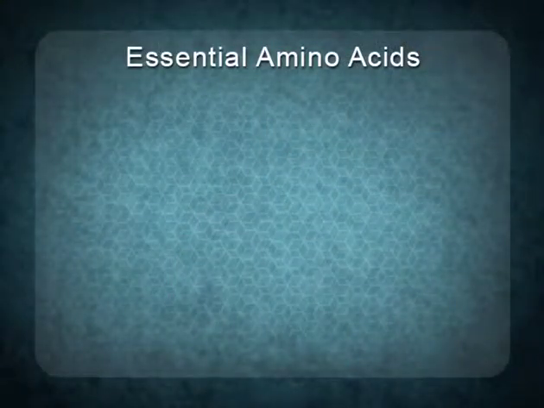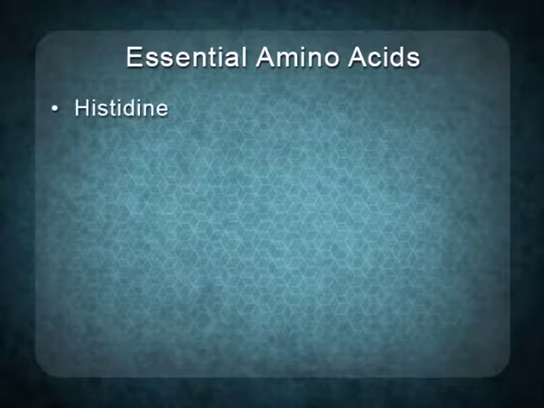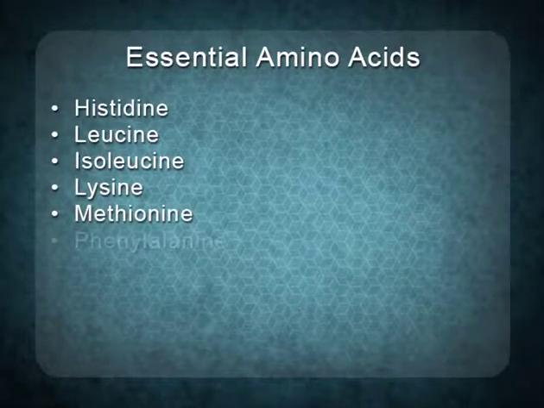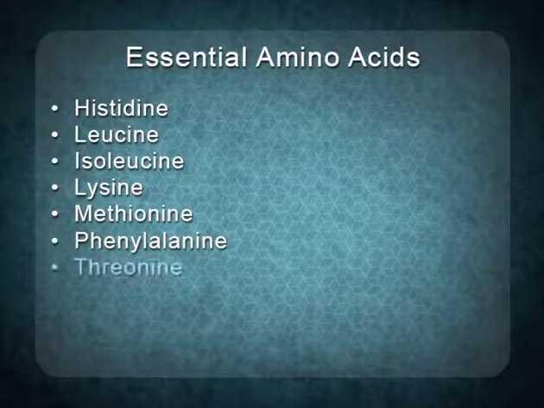Well, within that amino acid compound, there are essential amino acids. There are specific amino acids that you must have in your diet. Your diet requires that you have these. The essential amino acids include histidine, leucine, isoleucine, lysine, methionine, phenylalanine, threonine, tryptophan, and valine.